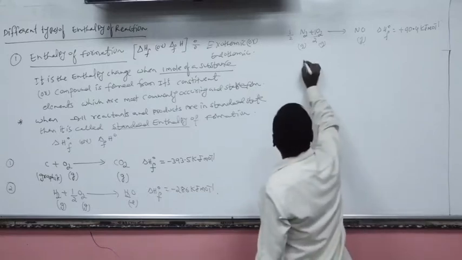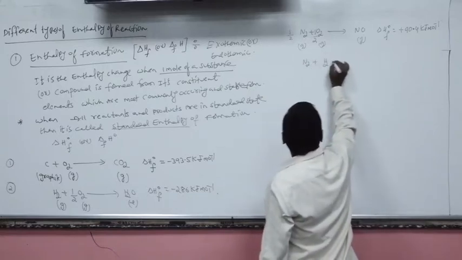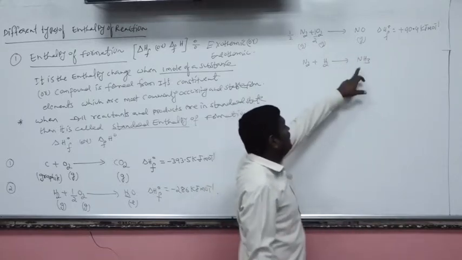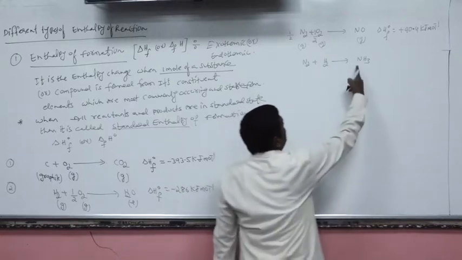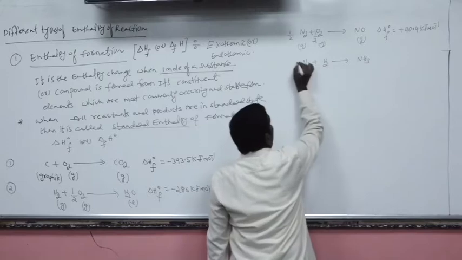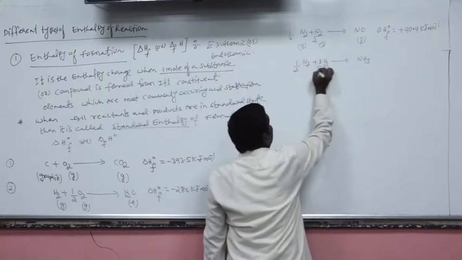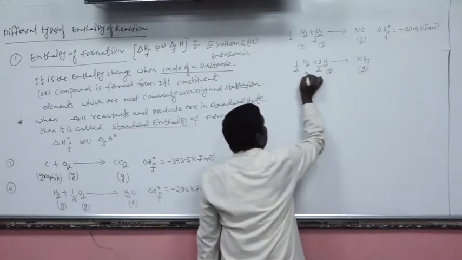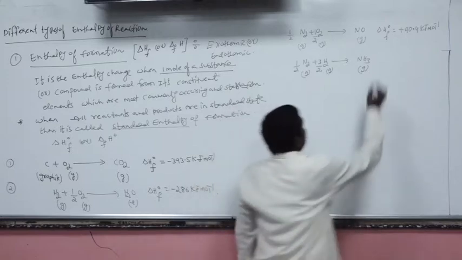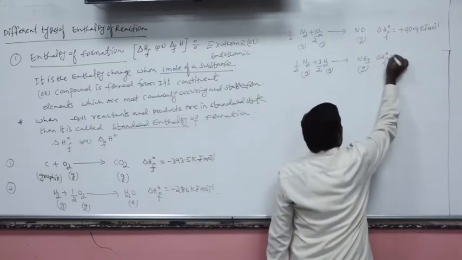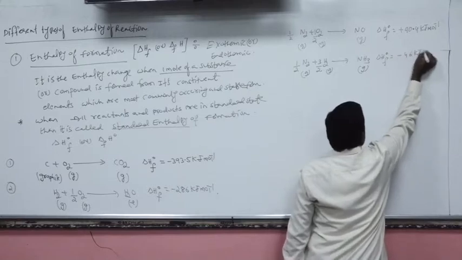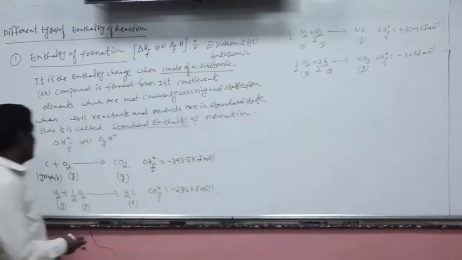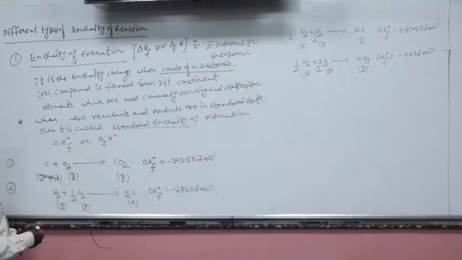Now nitrogen combines with hydrogen to form ammonia. Now I have to prepare 1 mole of ammonia. So to get 1 mole of ammonia, we require half mole of N2 and 3/2 moles of H2. Ammonia is a gas, and hydrogen and nitrogen are also gases. Now the standard enthalpy of formation of ammonia is minus 46 kilojoule per mole of ammonia. Isn't it? So these are some examples regarding the standard enthalpy of formation.